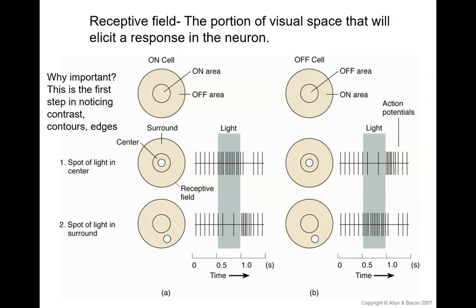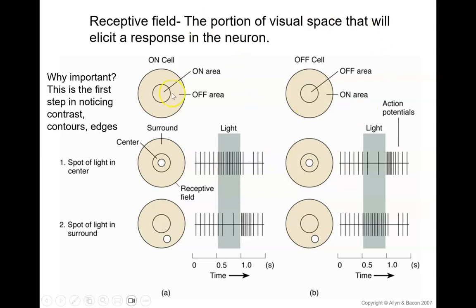Some cells become more responsive when light is shown in the center of its receptive field, and some will actually become more excited when light is shown outside of the center in the receptive field. Now, Hubel and Wiesel largely looked at this with cells in the primary visual cortex, which we'll talk about later. But this doesn't just happen in the cortex. It actually begins in our retinal layers.